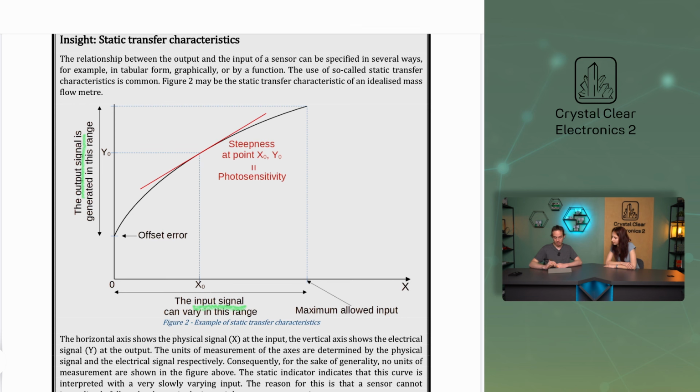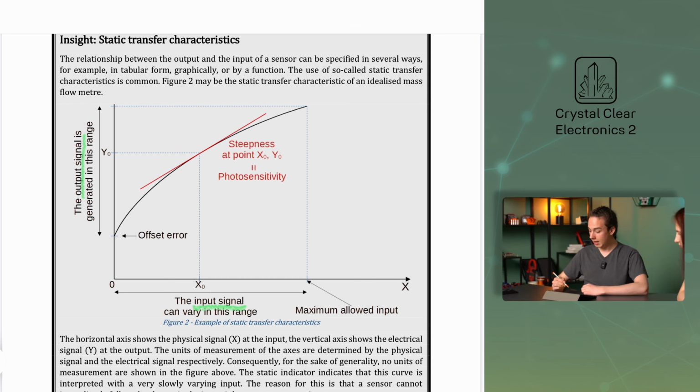The static indicator indicates that this curve is interpreted with a very slowly varying input. The reason for this is that the sensor cannot immediately follow the change in the input. It has some response time. Knowing the static transfer characteristics of the sensor output allows the physical signal input to be determined and is therefore crucial.